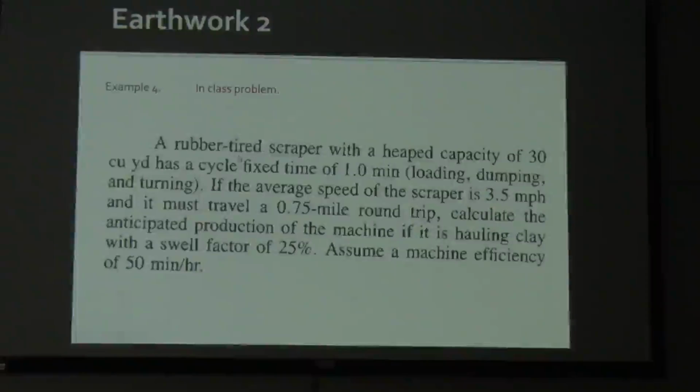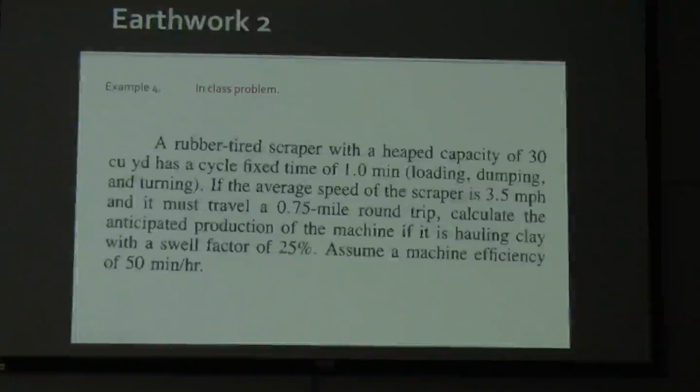An in-class problem: a rubber-tired scraper with a heaped capacity of 30 cubic yards has a cycle fixed time of 1 minute, loading, dumping, and turning. The average speed of the scraper is 3.5 miles per hour, and it must travel 0.75 miles round trip. Calculate the anticipated production of the machine if it is hauling clay with a swell factor of 25%. Assume a machine efficiency of 50 minutes per hour.